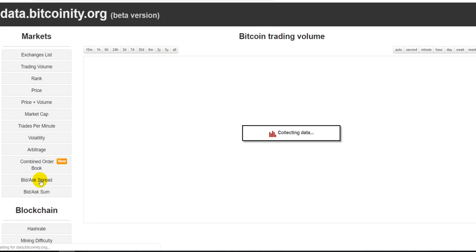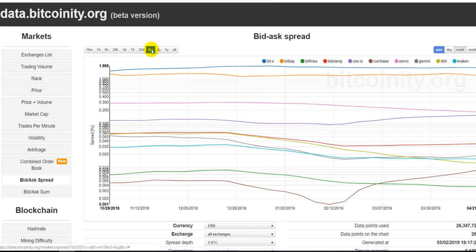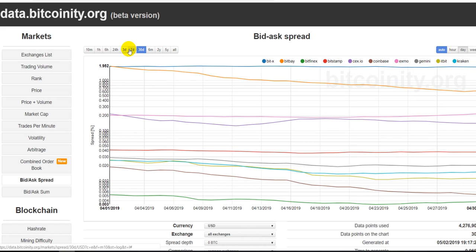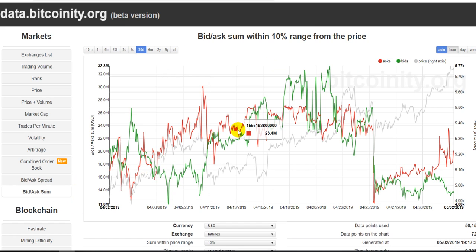And here we have the bid ask spread. I don't know if this really tells us a lot for every exchange. I don't know if people are able to read something from that. And the bid ask summary. Maybe that helps more, but personally I'm not able to read a lot out of this, at least at the moment.